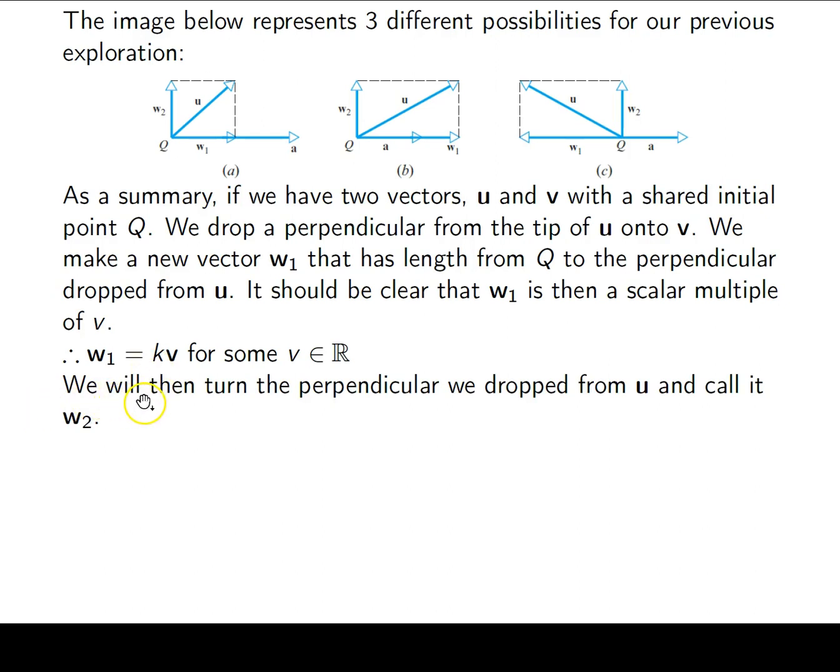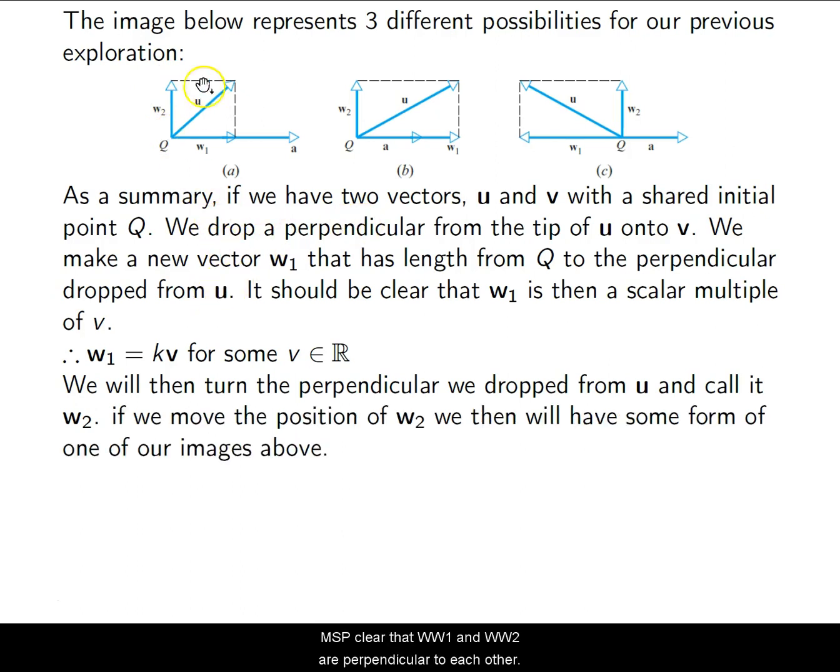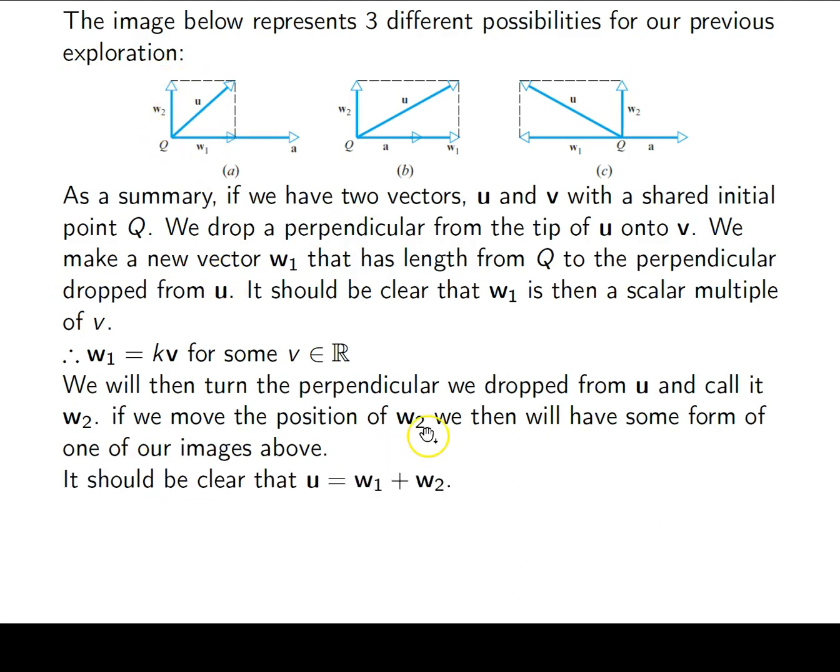Now if we turn the perpendicular that we dropped here into a vector and call it W2, that's what W2 is. Remember, with vectors it doesn't matter where I place them; it's all about the direction they go and the length they have. So if it used to be here and I just move it over, that's fine. It's the same thing. We're going to call that W2. It should be clear that W1 and W2 are perpendicular to each other. So I can say that U is W1 plus W2, from the parallelogram rule that we have for adding vectors. W1 and W2 give me that U.